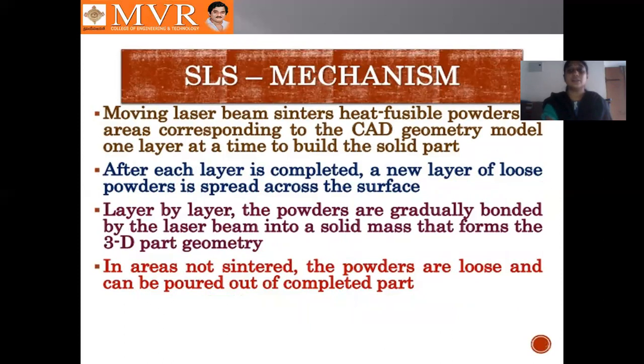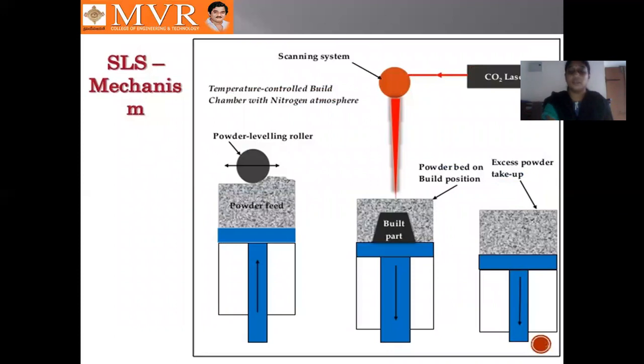The SLS machine has a moving laser beam which is used with a mirror, and the geometric model is scanned over the 3D part geometry areas. The areas that are not sintered remain loose powder, which can be poured out of the completed area. If you see in this diagram, three images are scanned throughout the system.